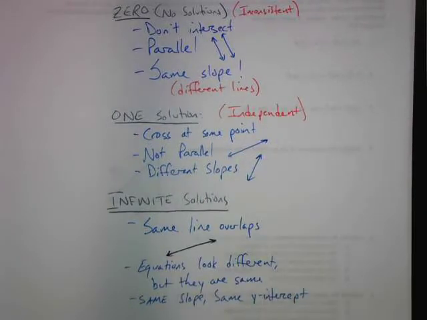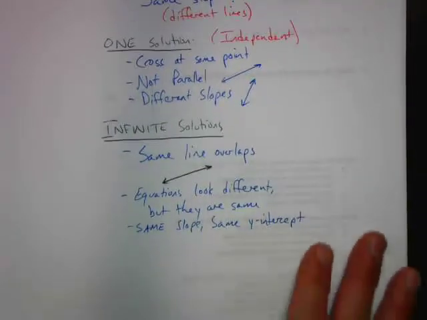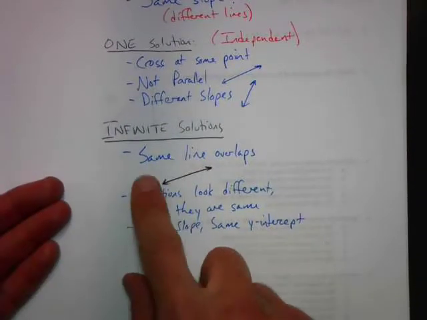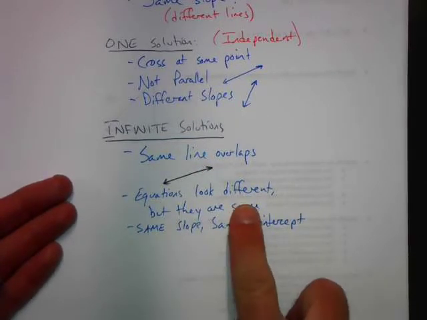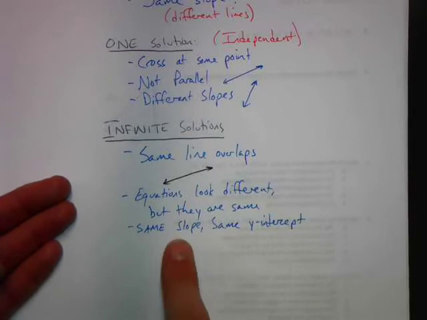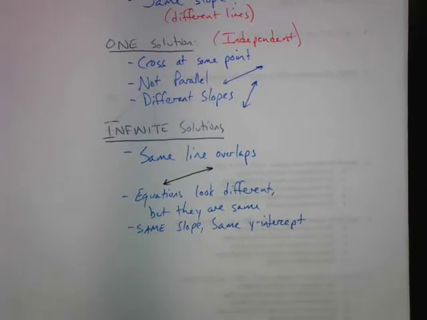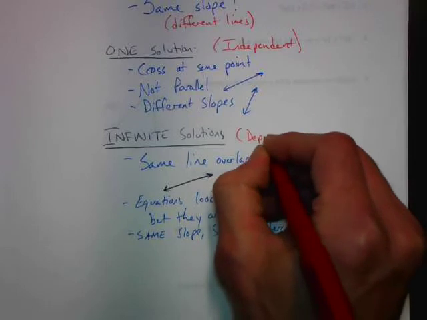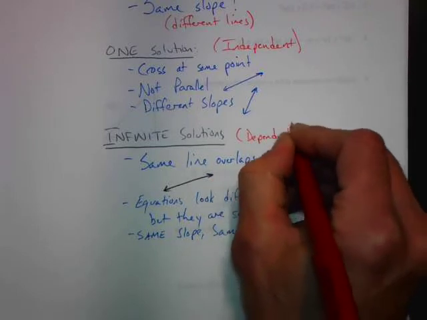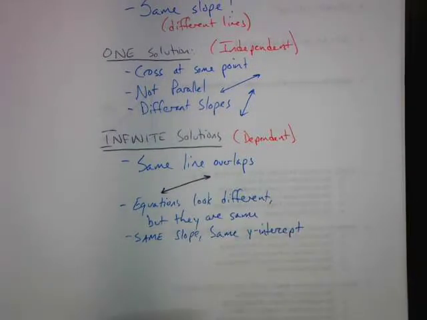And then there's a possibility of a third, which is infinite solutions. If we have infinite solutions, that means we're looking at a line that's overlapping itself. The equations might look different, but they're actually the same. That means they have the same slope, the same y-intercept, and that's infinite solutions. That vocabulary term is called a dependent system.